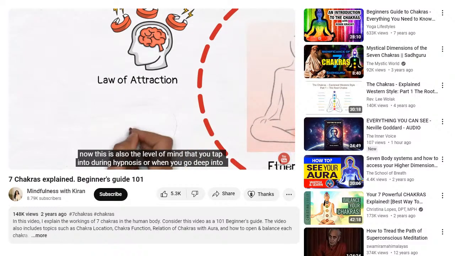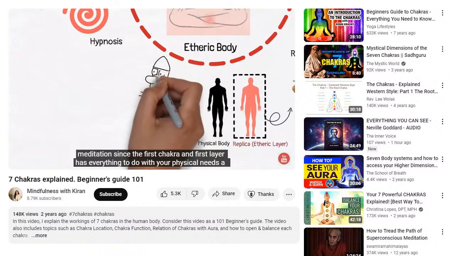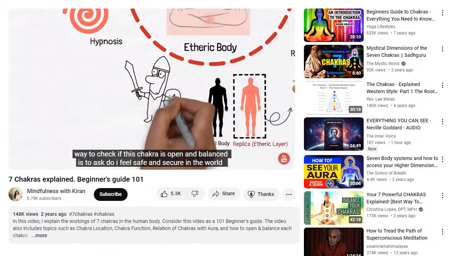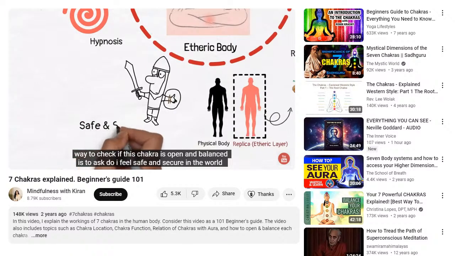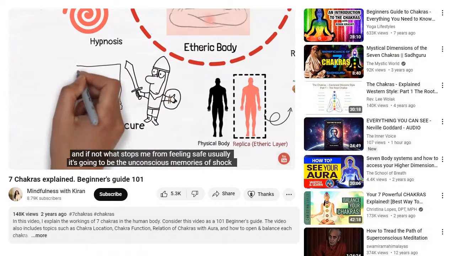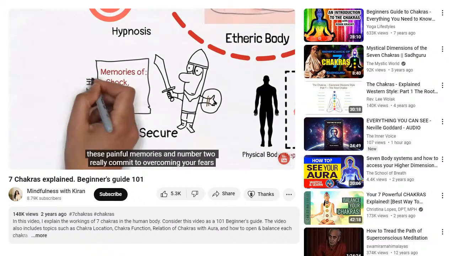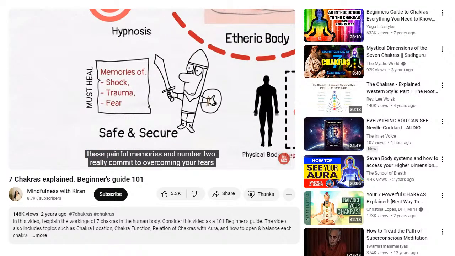Now, this is also the level of mind that you tap into during hypnosis or when you go deep into meditation. Since the first chakra and first layer has everything to do with your physical needs, a way to check if this chakra is open and balanced is to ask, do I feel safe and secure in the world? And if not, what stops me from feeling safe? Usually it's going to be the unconscious memories of shock, trauma, and fear stored in the subconscious mind that prevent you from feeling safe. And so, to open and balance this chakra, number one, you want to commit to healing these painful memories. And number two, really commit to overcoming your fears.